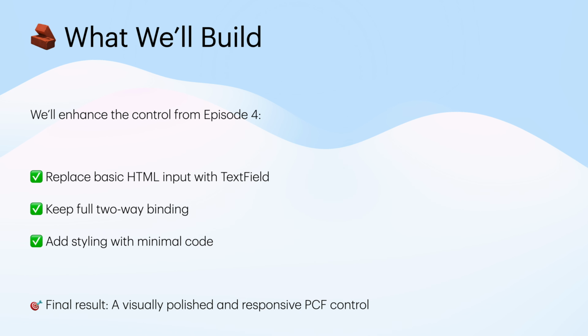Let's break down what we are going to build in this episode. We will take the control we built in episode 4. Remember the plain HTML input box? We will replace it with Fluent's TextField component. We will maintain our two-way binding so input flows to Power Apps and vice versa. And we will add styling options using just a few props. The final result? A visually polished, interactive and fully responsive control that blends seamlessly into the Microsoft ecosystem.